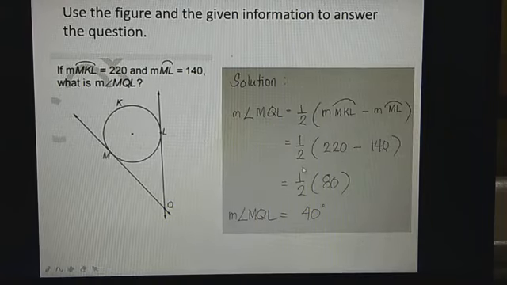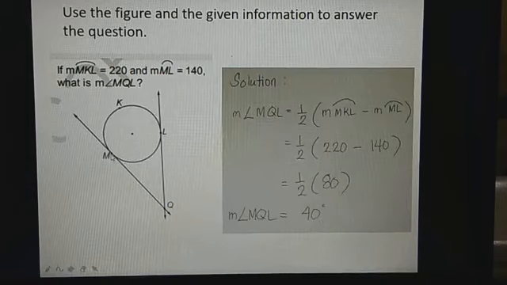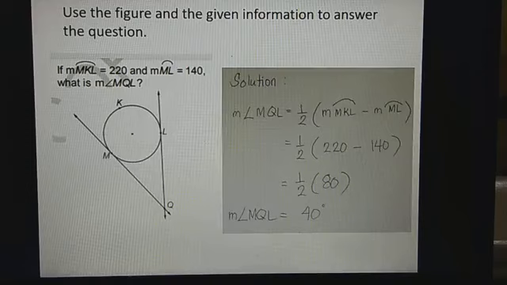Then, just simplify. Ganun lang ka-easy. 220 minus 140 gives us 80 and then multiply by 1/2 or gets its half. The measure of angle MQL now is equal to 40 degrees. So, lahat naman in-intercept niya is so 220 minus 140 is 80, then its half is 40. So, the measure of this angle, angle MQL is equal to 40 degrees. So, nai-apply natin ngayon yung theorems on angles formed by tangents and secants.